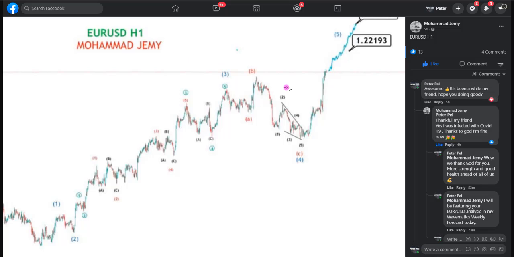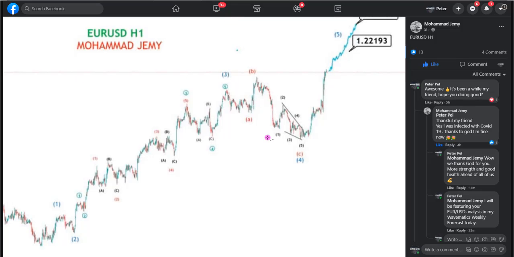So with this one, he is also looking at us getting a green wave 5. So the correction that happened, he is seeing it as an A, B, and C for blue wave 4. So this particular move is blue wave 5. So he's expecting price to move to complete this blue wave 5. Then we will have a bigger correction, which will suit the 50 and 61.8% fib I'm talking about.